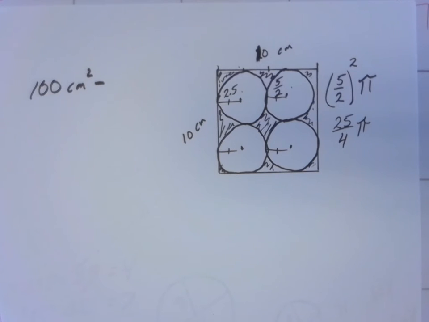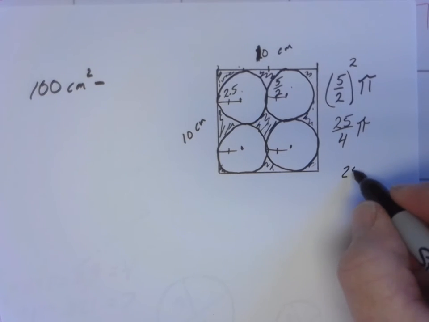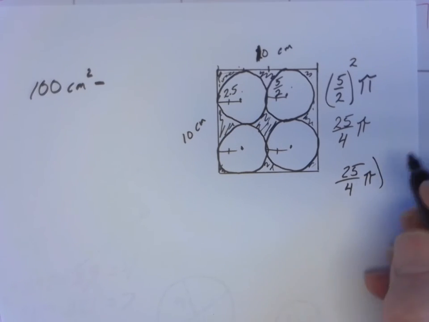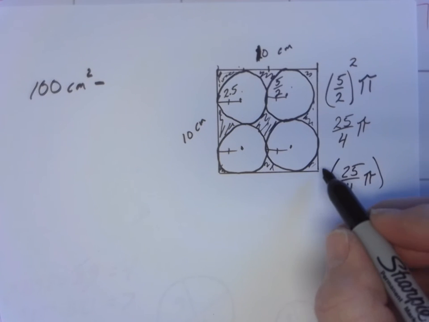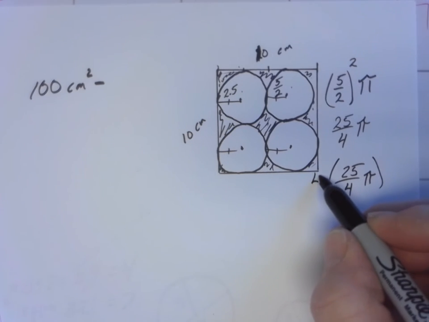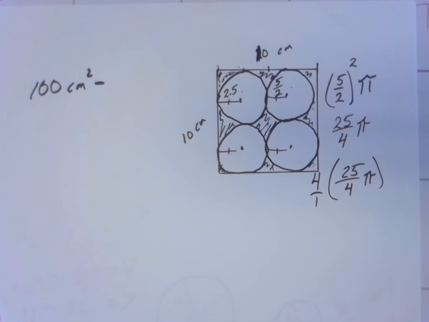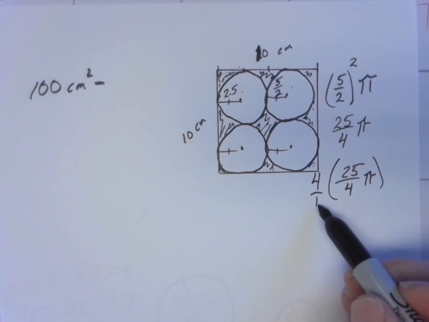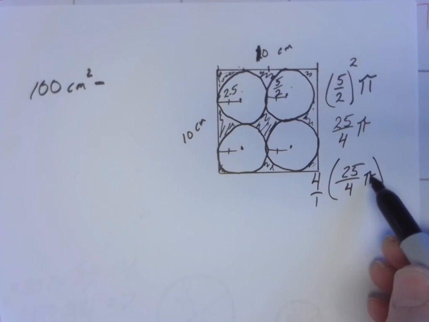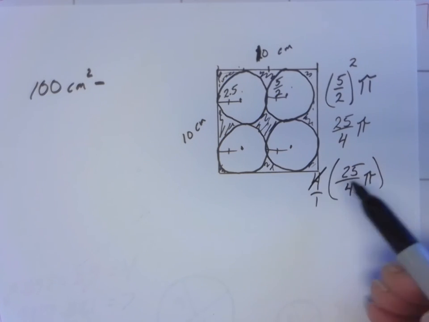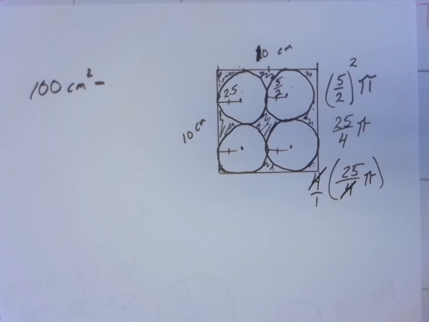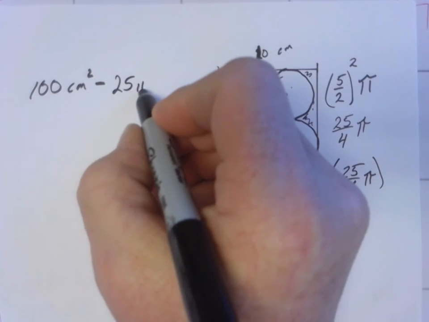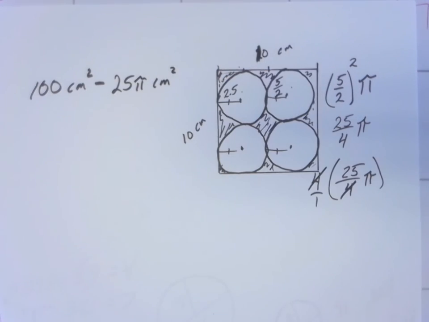And then if we multiply that number 25/4 times pi, if we multiply that number by 4, okay, which would be 4 over 1, we're going to have the area of all 4 of our circles. So let's take a look. We have 4 over 1 times 25/4 times pi. Well, I think the 4's will cancel, and we're left with simply 25 times pi. Okay, so 25 times pi square centimeters, that's the area of the circles.